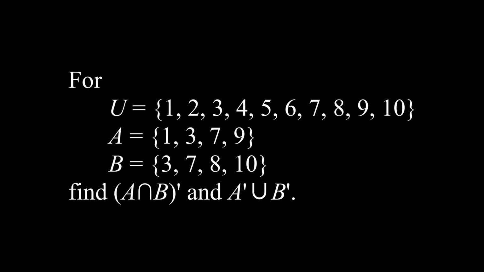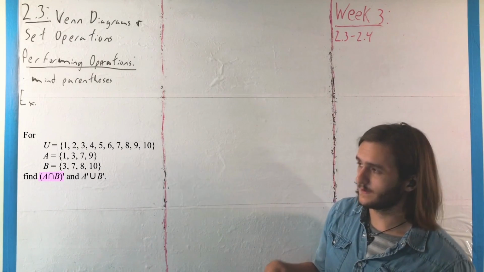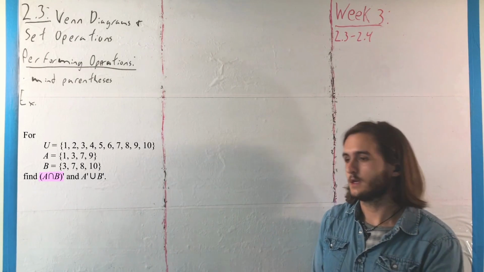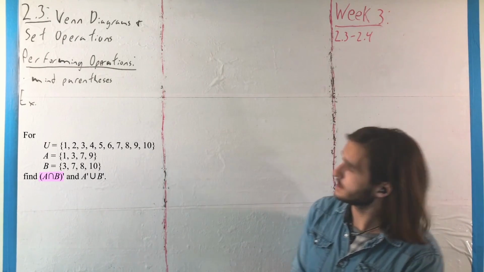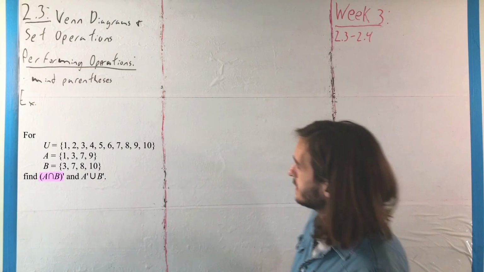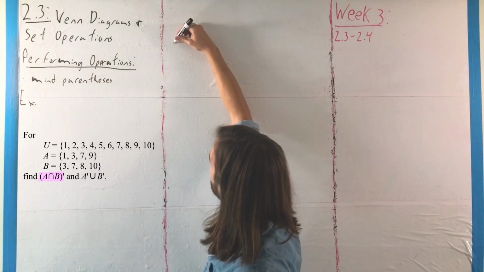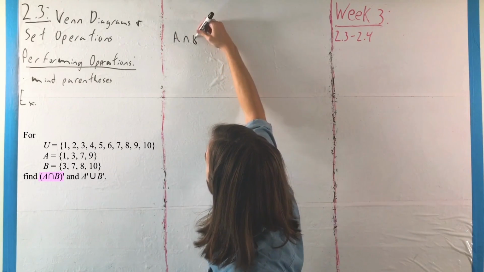So for this example, we are given the sets with the universal set 1 to 10. A is 1, 3, 5, 7. B is 3, 7, 8, 10. And what we want to find is the set (A intersect B) complement, as well as A complement union B complement. For that first case, we want to find (A intersect B) complement. Because we have that set of parentheses there, we should start by finding what's inside of them, A intersect B.